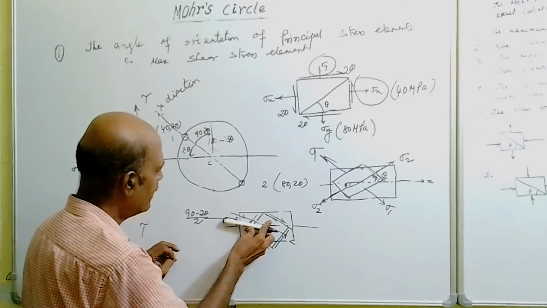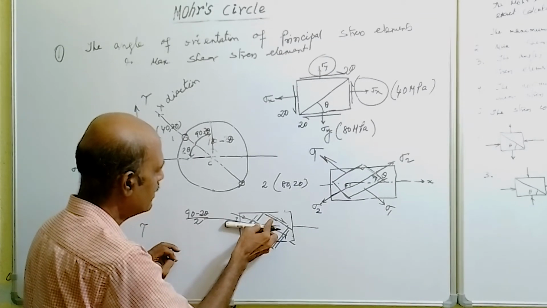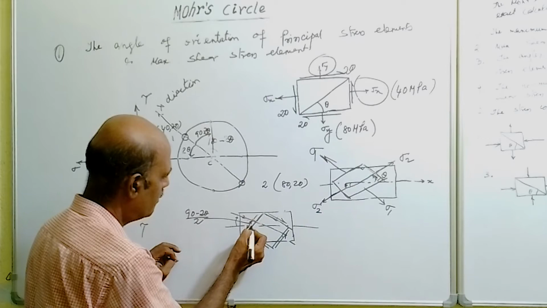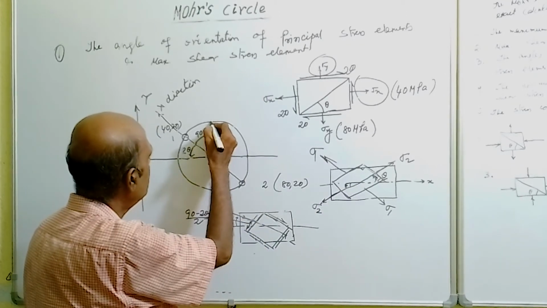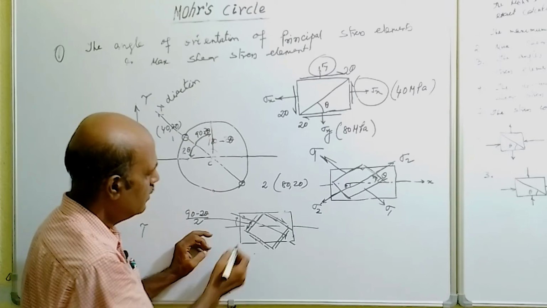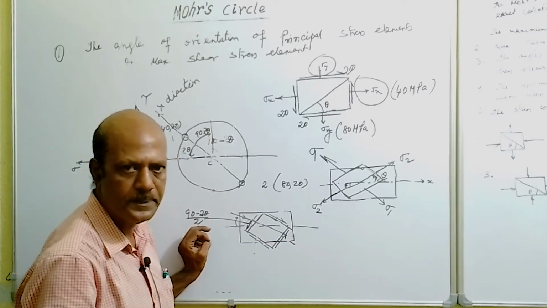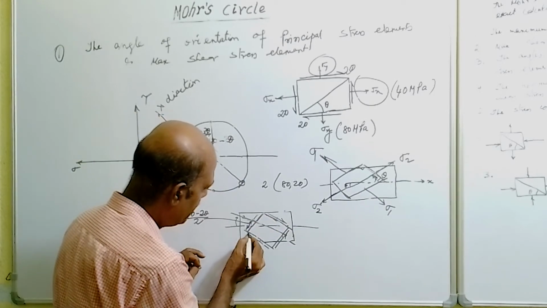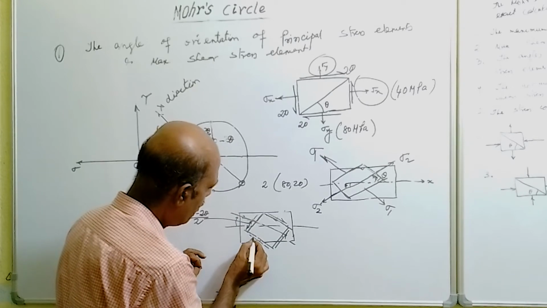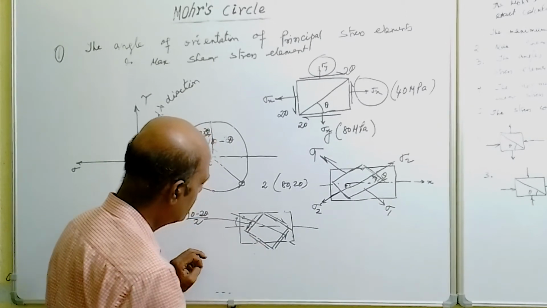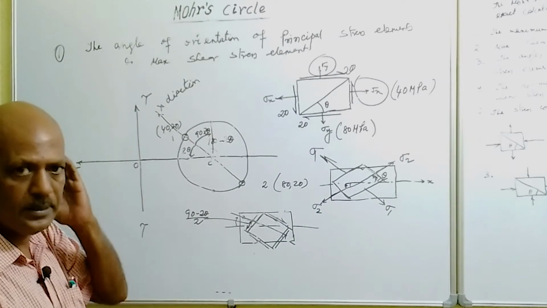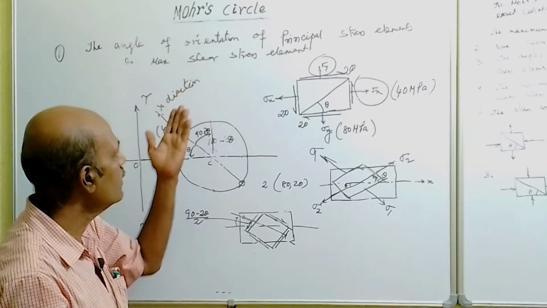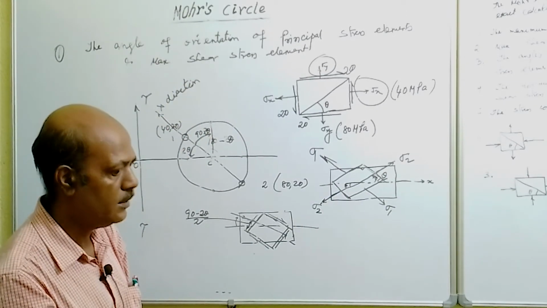So when we rotate this x-axis in clockwise sense by 90 minus 2 theta by 2, we get this plane. So this plane will have this tau, that is positive tau, acting in anti-clockwise sense. And the plane which is at 90 degree to this will have clockwise shear stress. So it is shown like this. Okay, this is about the angle of orientation of principal stress element and maximum shear stress element.